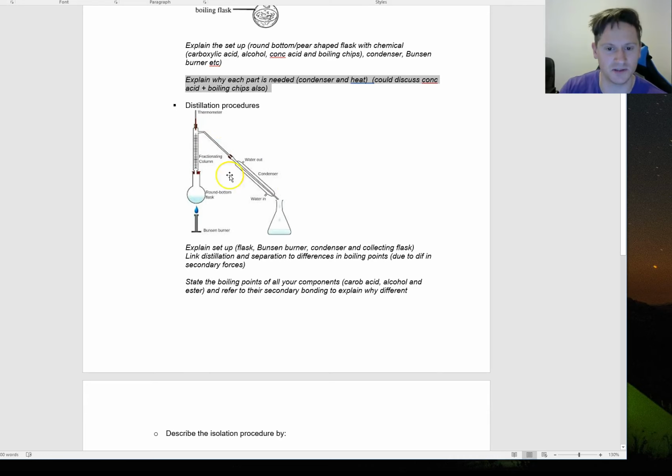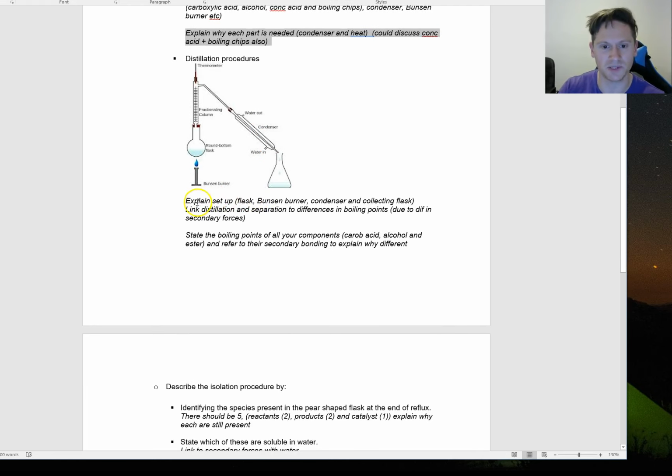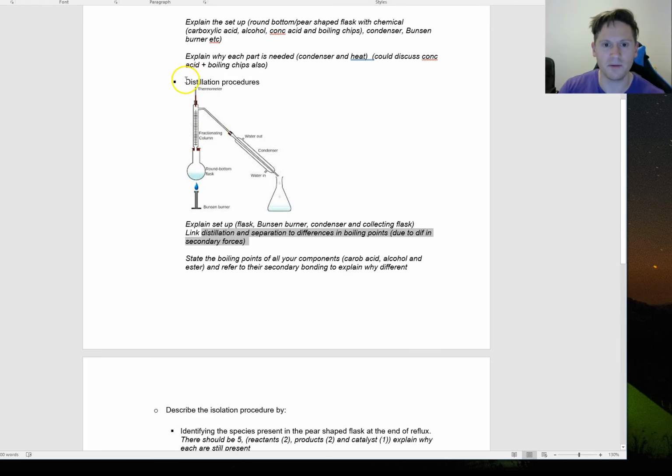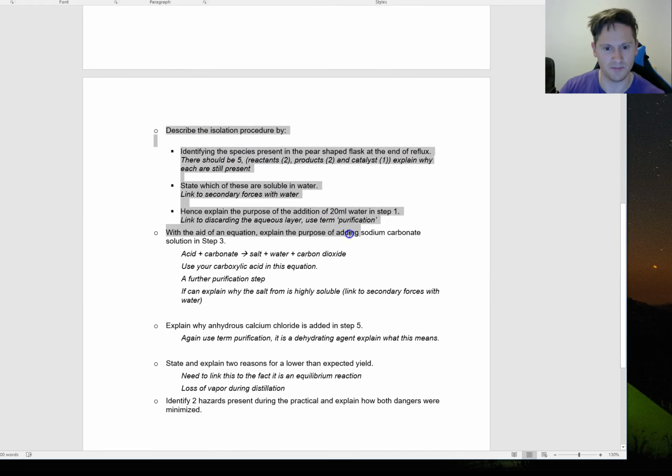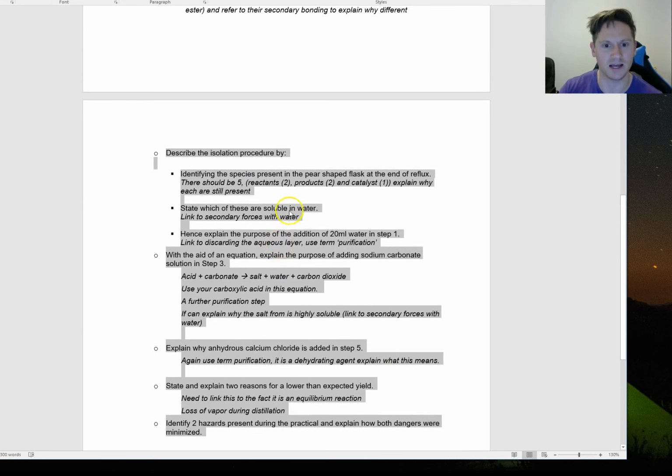Distillation, this picture's not fantastic because we don't use a fractionating column, but what's the purpose of the distillation? So explain that setup there. The collecting flask, you're putting a stopper on it so the fumes don't escape. Link distillation and separation to differences in boiling points. So distillation, the big thing is you've got multiple species in that flask and you only want to get your ester. So you're using the boiling points of the different components in order to achieve that. Now, I've probably put this the wrong way around because the distillation was at the end. So this part should be beforehand, okay? So that's my mistake there.